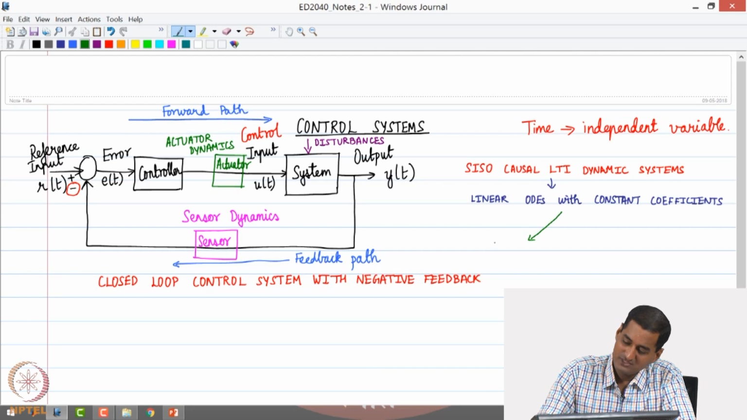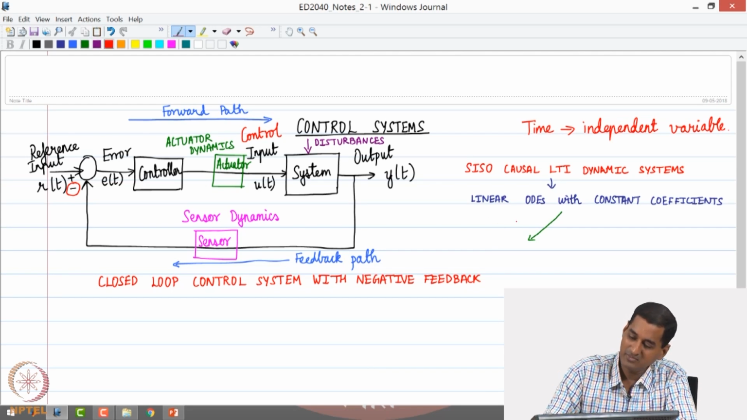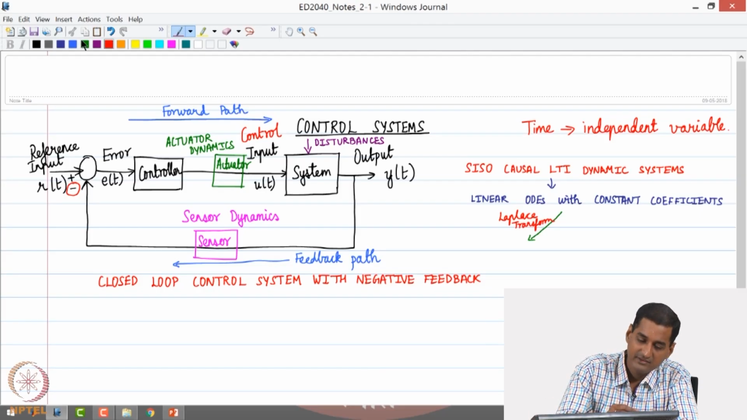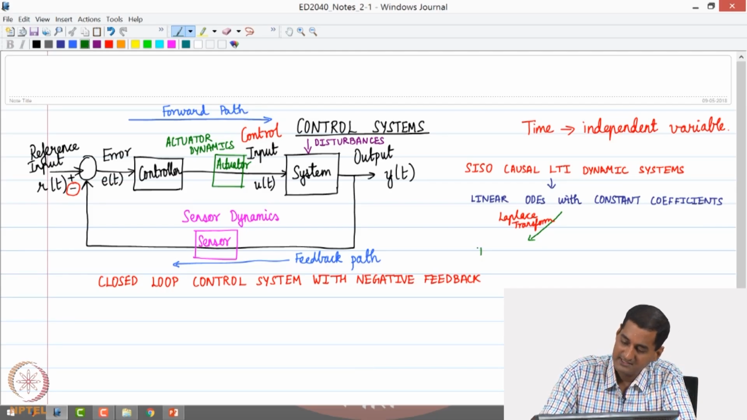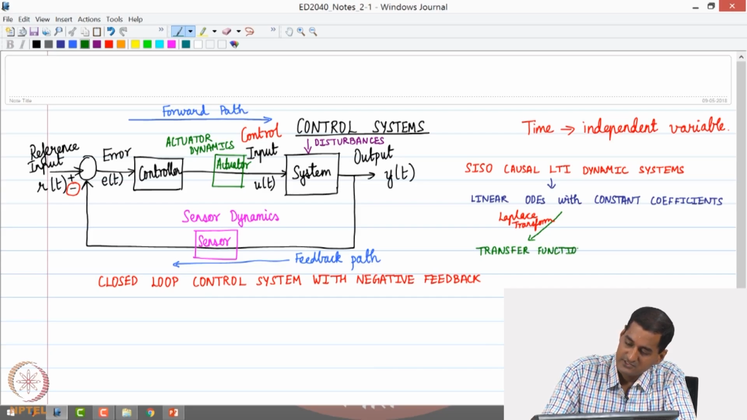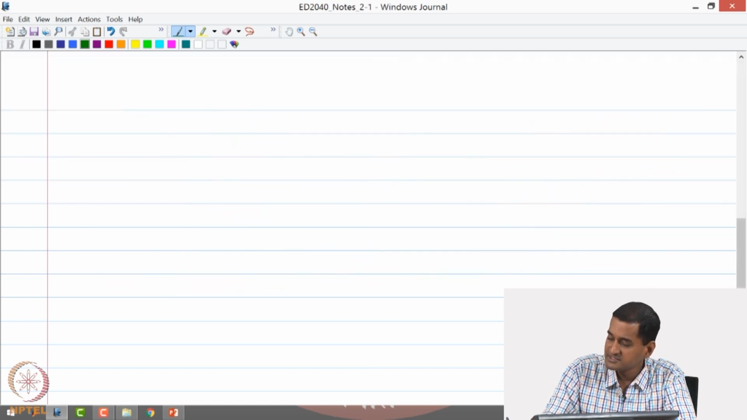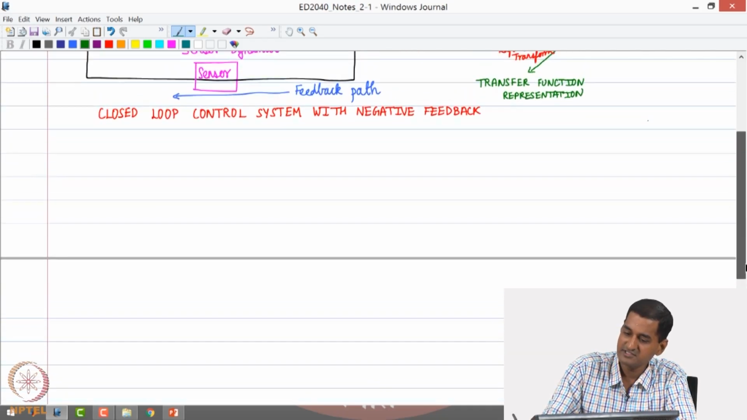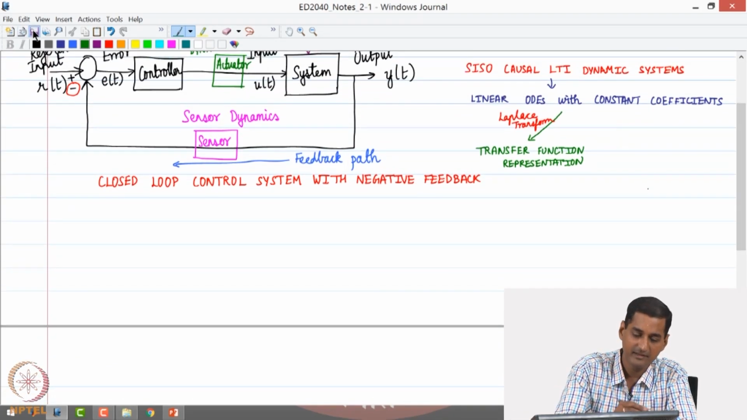So, if one uses what is called the Laplace transform, then we get what is known as a transfer function representation. So, this is once again a representation of this dynamic system. And this is the representation that we would predominantly use in this particular course, okay, the transfer function representation, that is by using the Laplace transform.